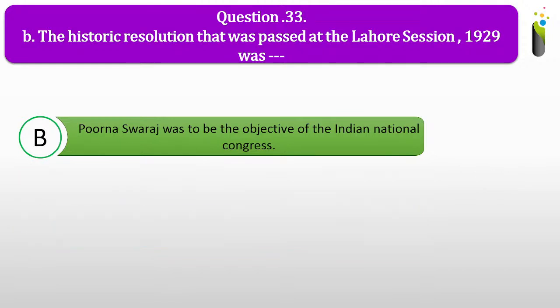The correct answer for this question is B. So the historic resolution that was passed at the Lahore session was Purna Swaraj to be the objective of the Indian National Congress.